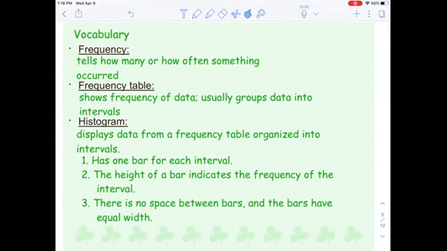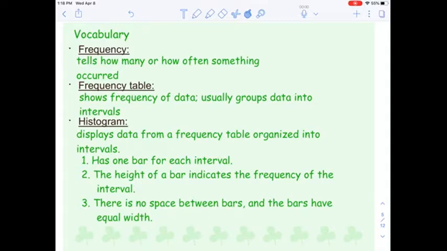So frequency is how often something happens. If something happens frequently, that means it's happening a lot. A frequency table shows the frequency of the data, and a histogram uses that frequency table and organizes it into intervals.